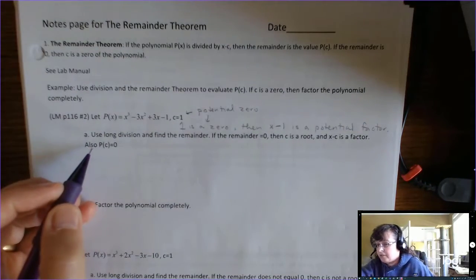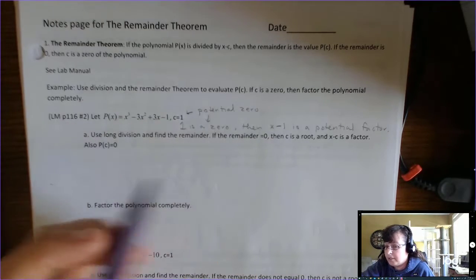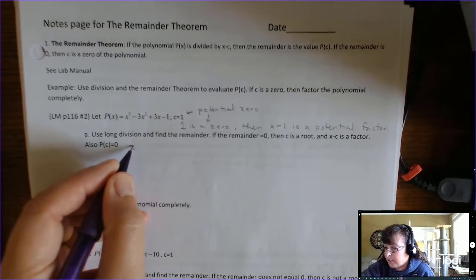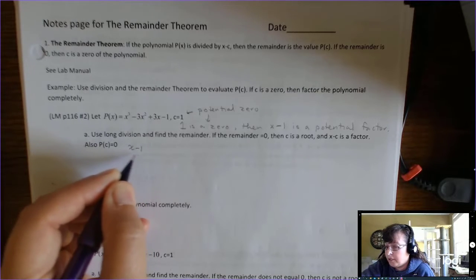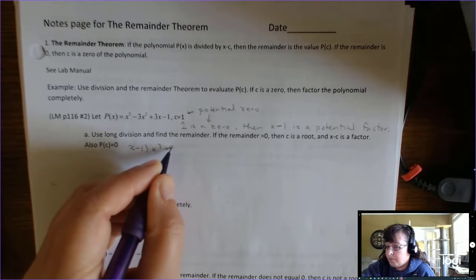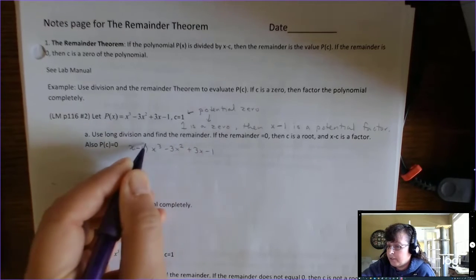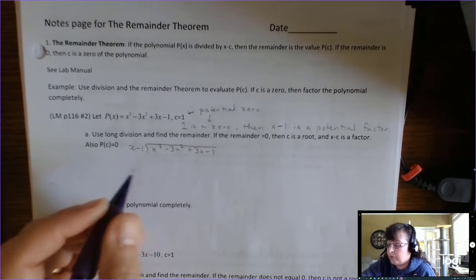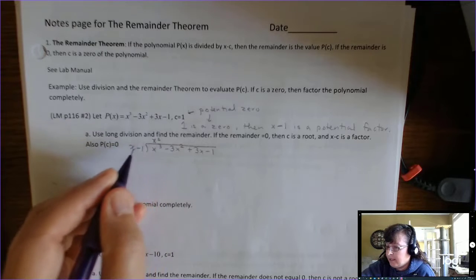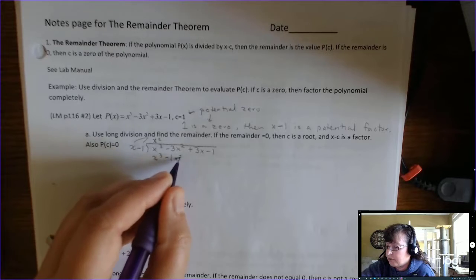Okay, so when it says use long division to find the remainder, if the remainder is 0, then c is a root and x minus c is a factor. So we are going to use long division. So x minus 1 is our divisor, not 1, not with long division. You have to have the x minus 1. And x cubed minus 3x squared plus 3x minus 1 is our dividend, and we're going to divide. And we've learned about long division, so x cubed divided by x is x squared. And then distribute that, and that's x cubed minus 1x squared.